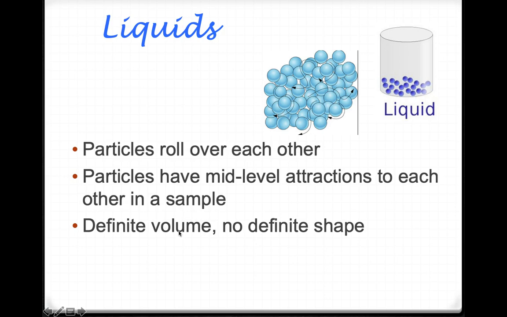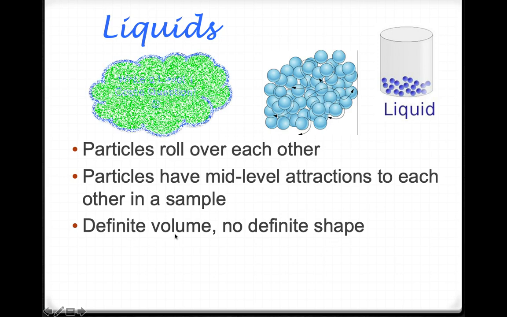So, if you have 1 cup of water in a measuring cup, and then you pour it into a bowl, it's still 1 cup. If you spilled it on the counter, it's still 1 cup. But the shape of all of those things, the cup, the bowl, the counter, all of it would be different shapes, but it's a definite volume.